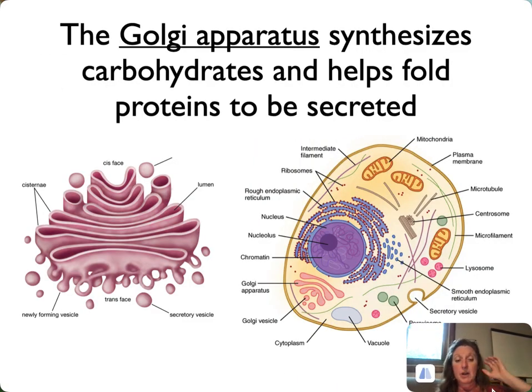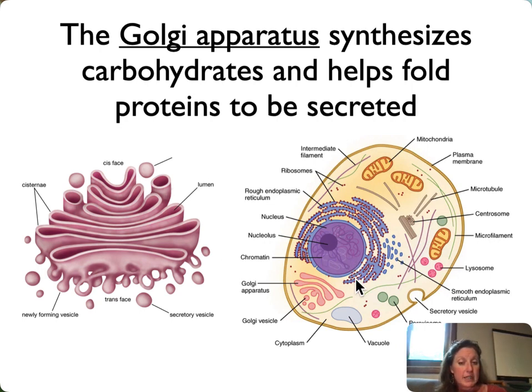Now, the next structure I want to look at is the Golgi apparatus. So here it is in this diagram, and here's a bigger version of it. The Golgi apparatus makes carbohydrates and also helps to fold proteins.